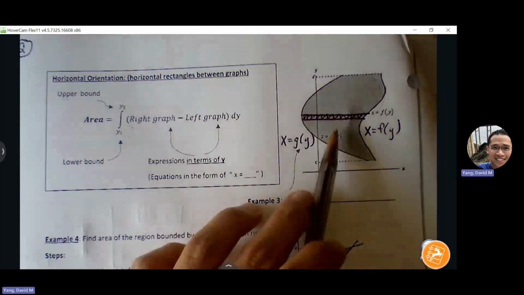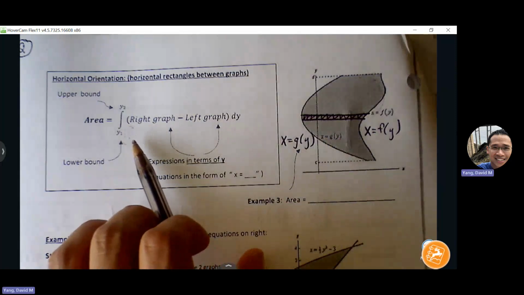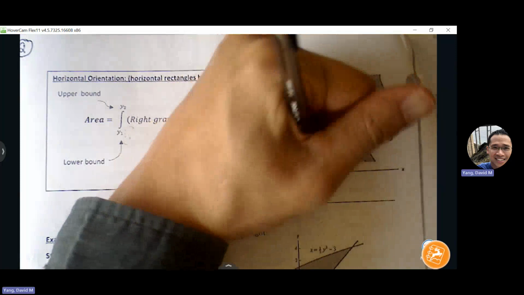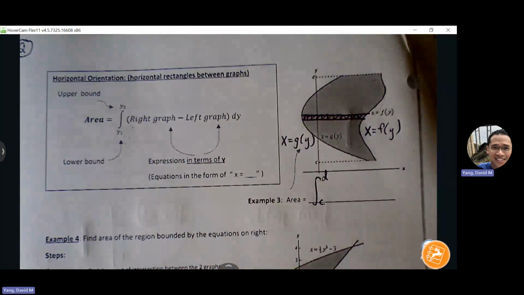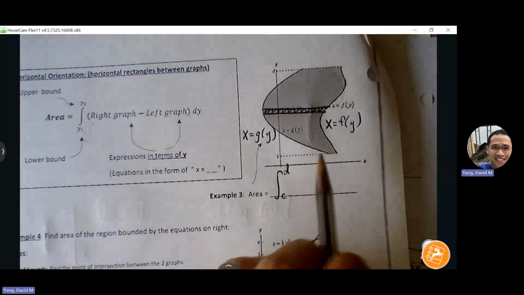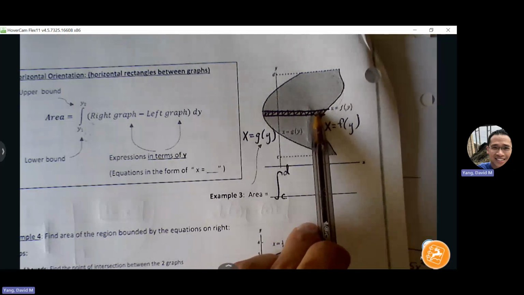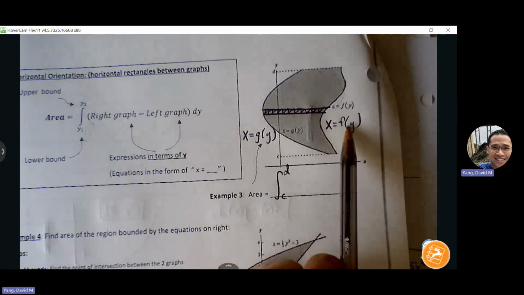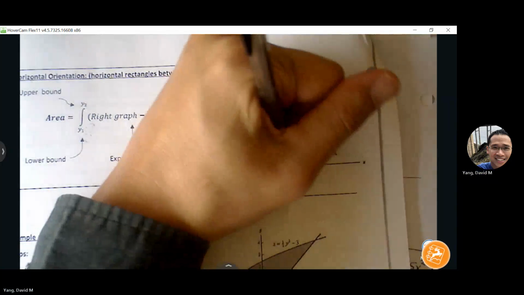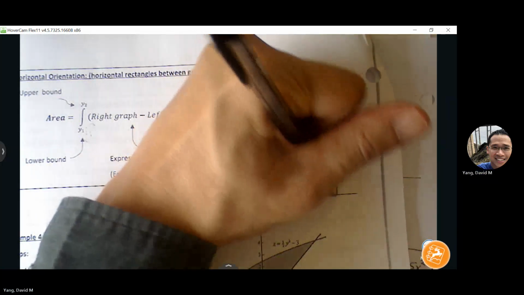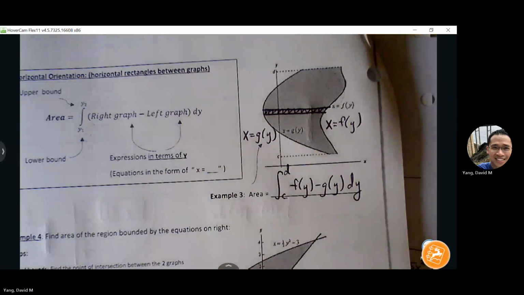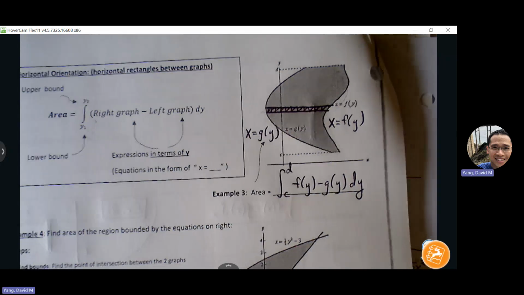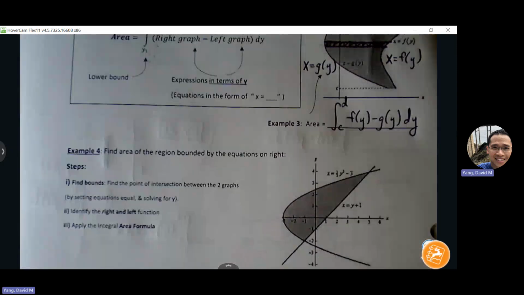So here, if I want to find the area of this region using the horizontal orientation, then I would say the integral from C to D, because those are the lowest and highest y values. And I do right minus left. So the right endpoint of my horizontal rectangle is touching the f of y. The left endpoint is touching the g of y. So I do f of y minus g of y, dy. So let me show you what that looks like with example 4.